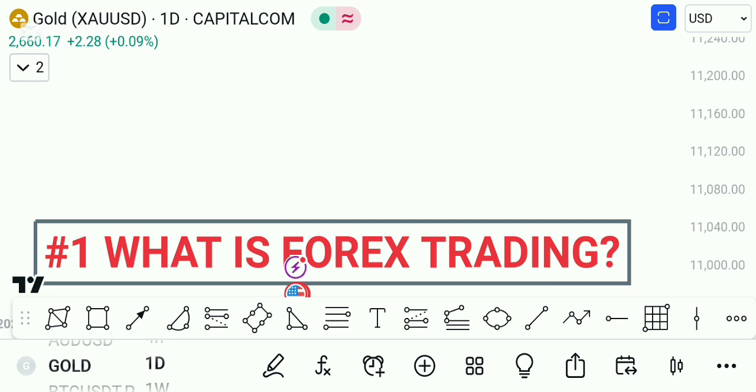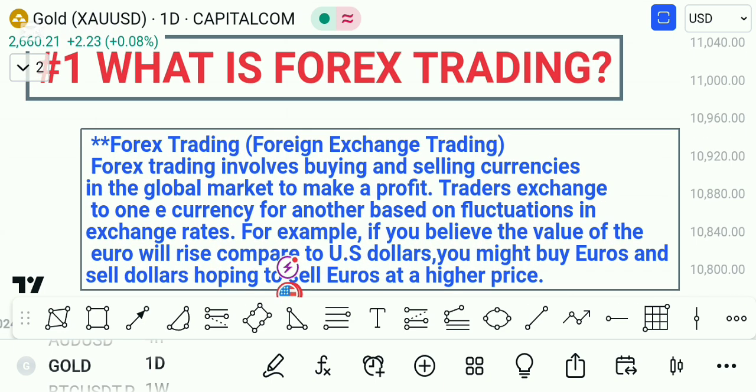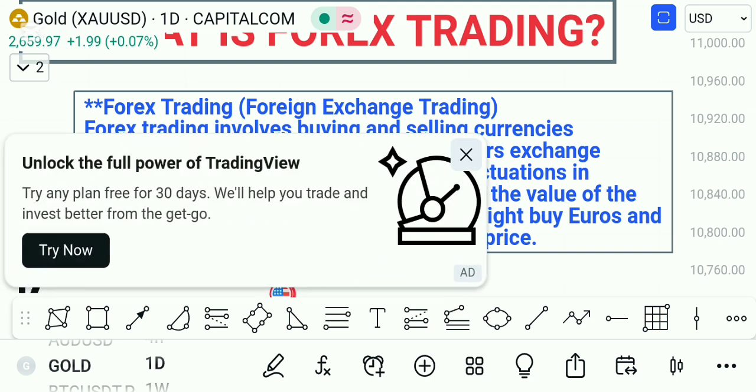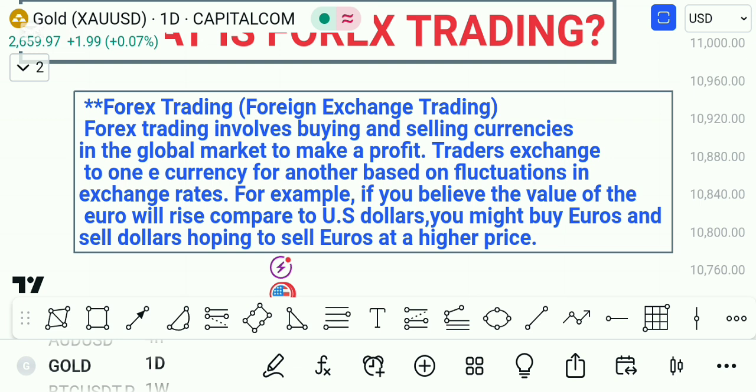The number 1 is that you need to know the meaning of forex. What is the meaning of forex? So what I have here is forex trading, okay, that is the short form. The elaborate form is foreign exchange trading. So forex trading means foreign exchange trading, guys. I'm going slowly, guys. Forex trading involves buying and selling currencies in the global market to make profit.